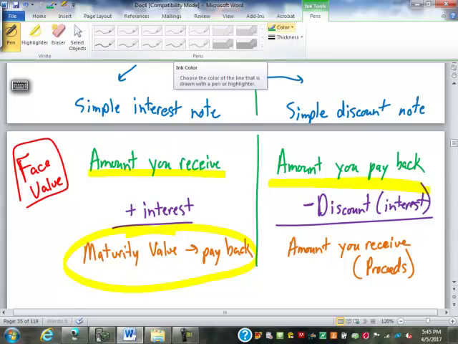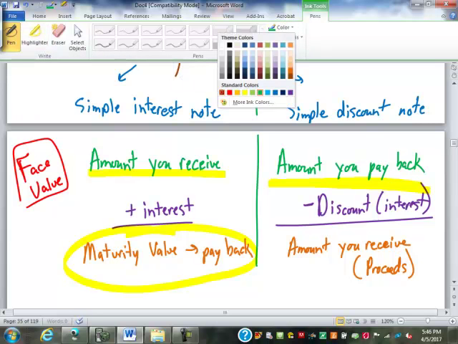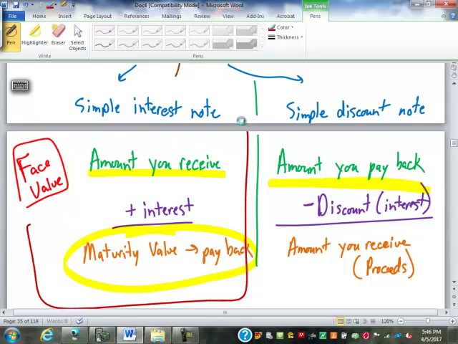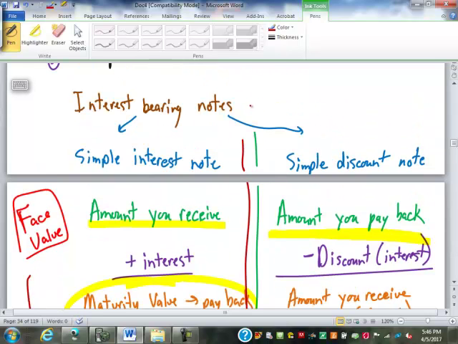Now for most of tonight, we are going to focus on this side of the table here, the simple interest-bearing notes. Next week's when we're going to spend most of our time talking about the discount notes, simple discount notes.